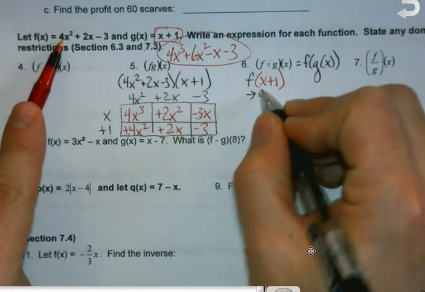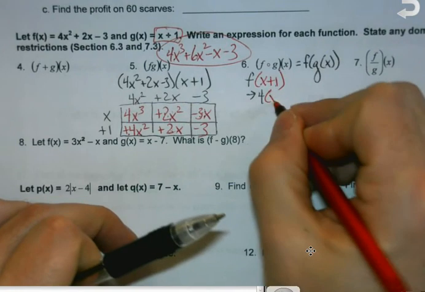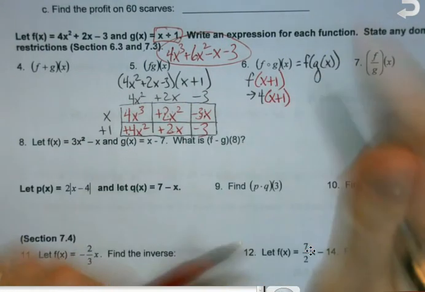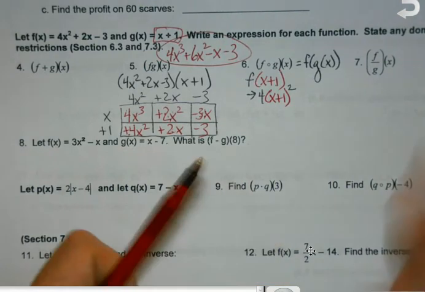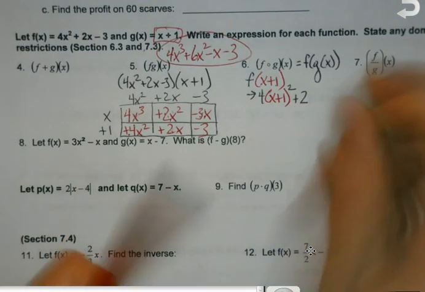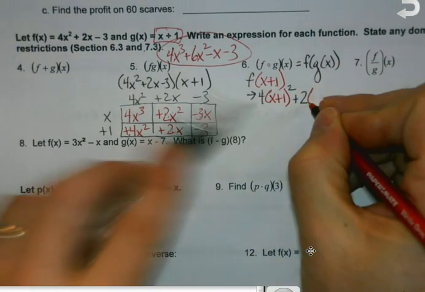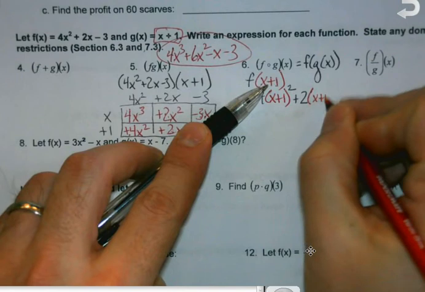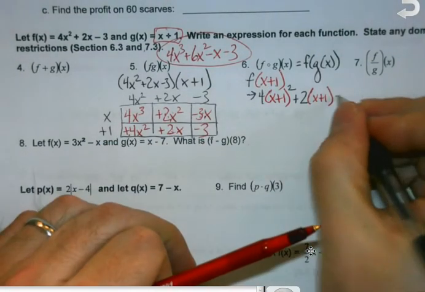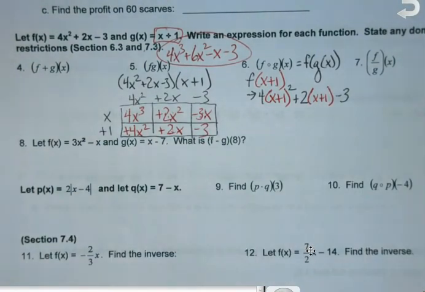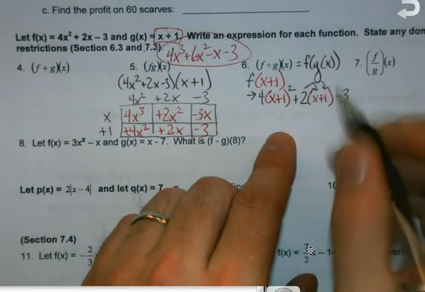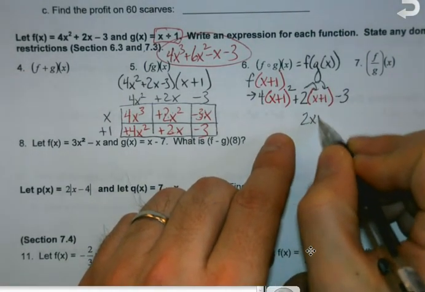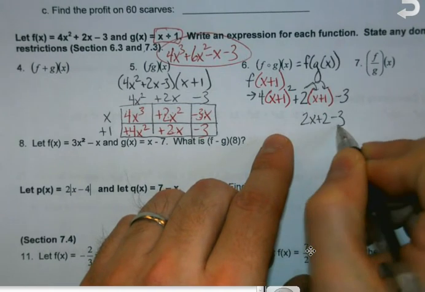I've got 4x squared, but again, every time I see x, I'm replacing it with what's in the parentheses, which is my g function, plus 2 times x, which again is what's in the parentheses, minus 3. So here's what I've got to do here. For the second one, and I'll kind of work backwards, so 2x plus 2 minus 3.